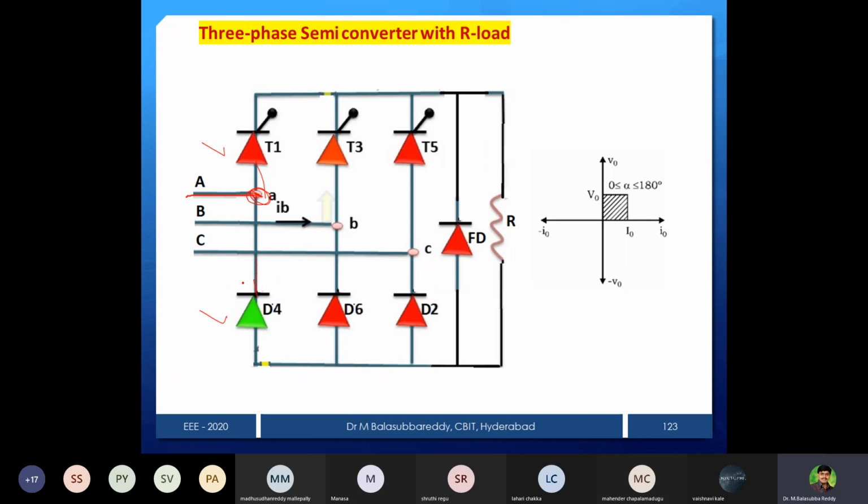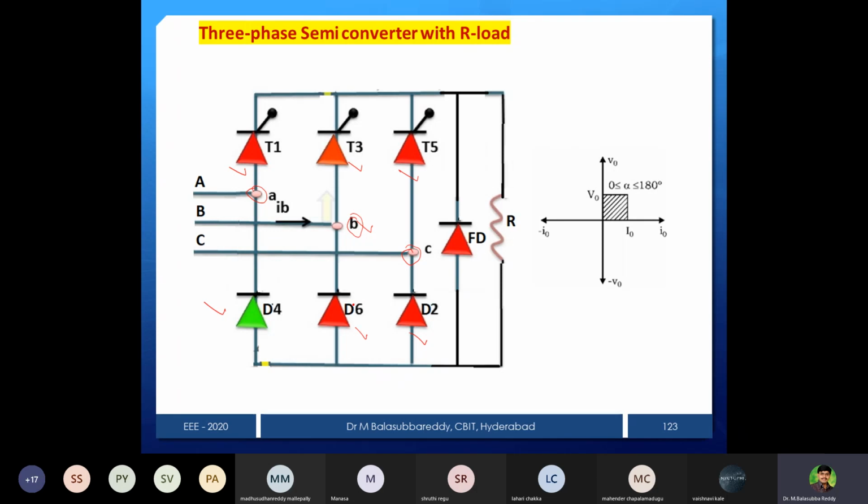From this, we can see when these devices are going to be forward biased. Whenever the A phase is positive, it is connected to the anode, no? So T1 is going to be forward biased. Then if the A phase is negative, D4 is going to be forward biased. Similarly for the other phases. Suppose the B phase: if it is more positive, T3 will be forward biased. If it is more negative, D6 will be forward biased. Similarly the C phase: if it is more positive, D5, more negative, D2.